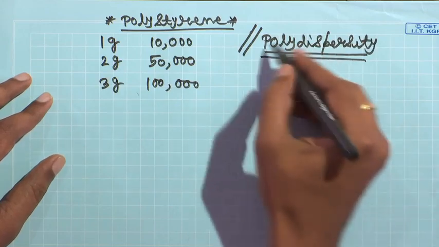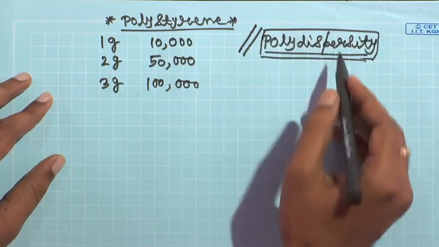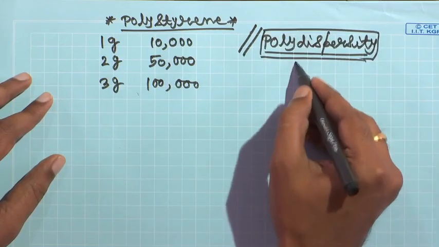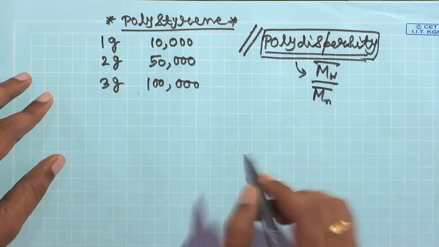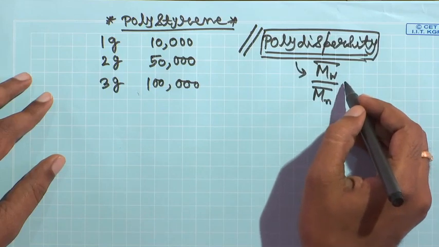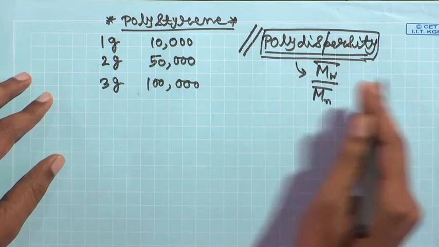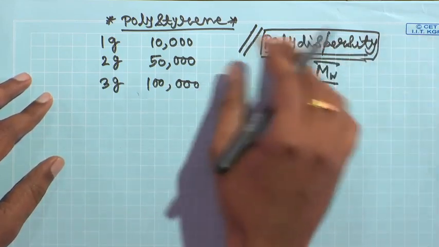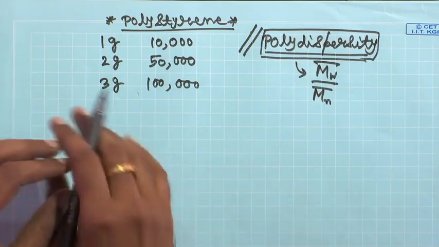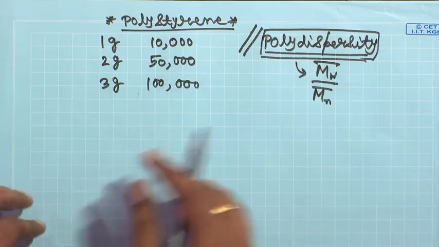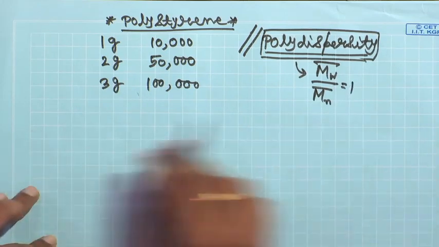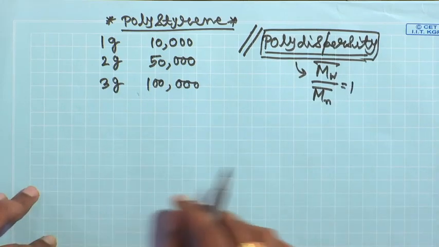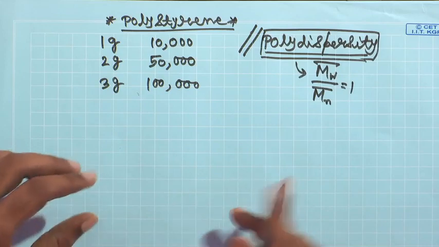So, which means if the polydispersity index, which is defined by Mw by Mn, is higher than 1, the higher the value, the more the dispersity. That means the more is the distribution of the molecular weight among different polymer chains. If this ratio is 1, that would mean all the polymer chains have actually the same length.